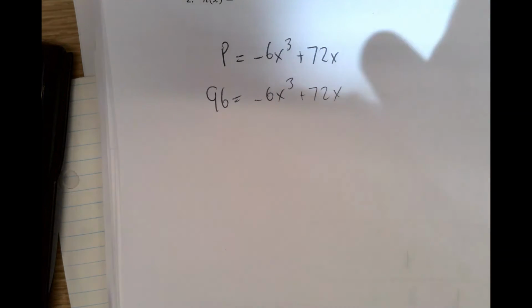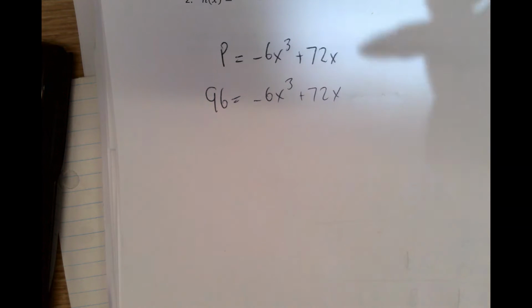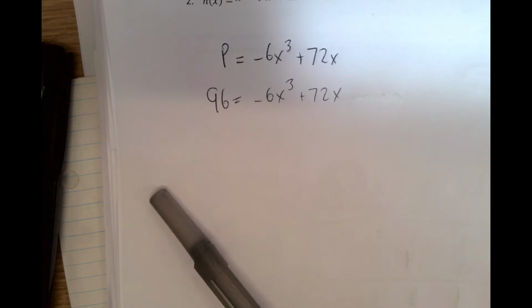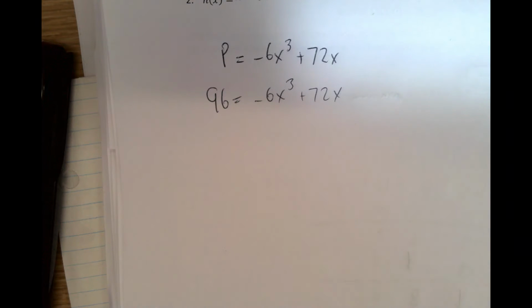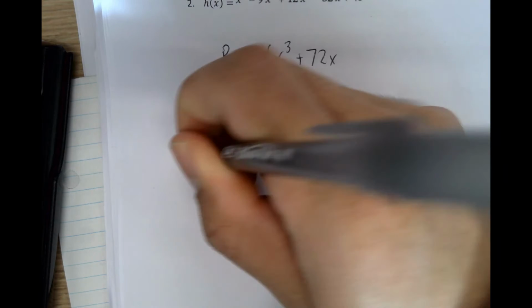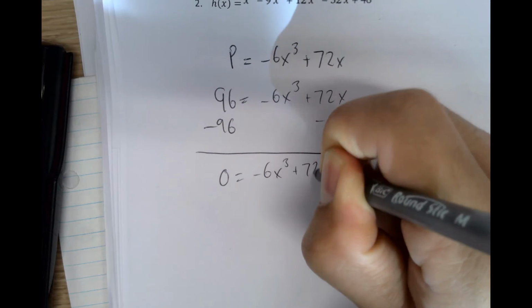The reason why we only write 96 instead of 96,000,000 is because we know that all of these numbers are already in the millions. They tell us that these numbers are already in the millions. So first step, minus 96 on both sides. We get 0 is equal to negative 6x to the third plus 72x minus 96.